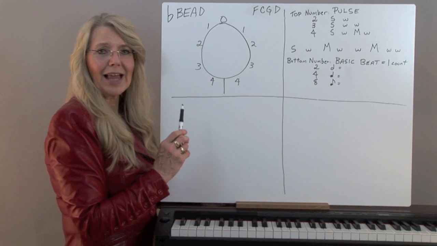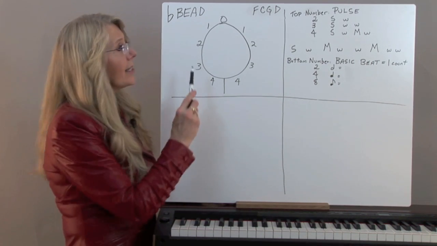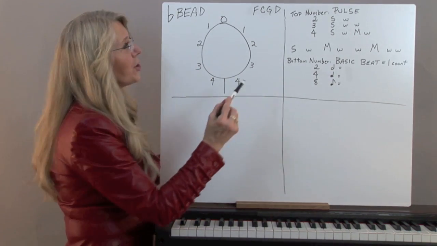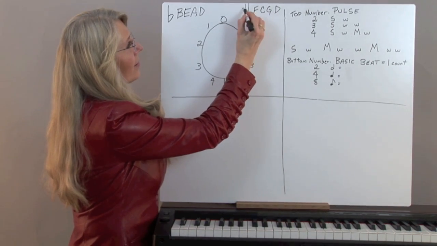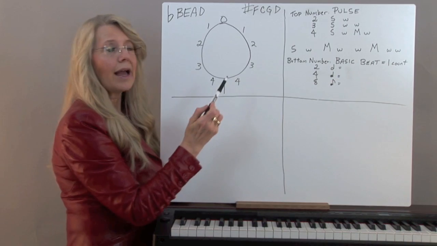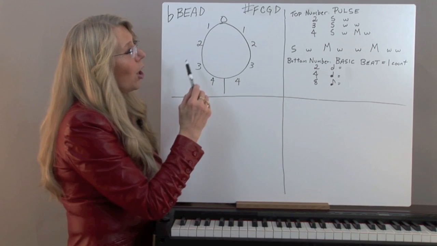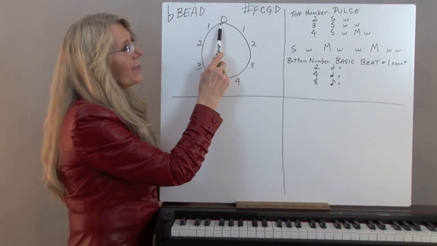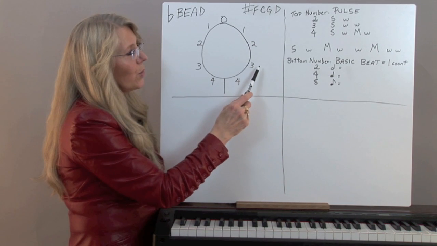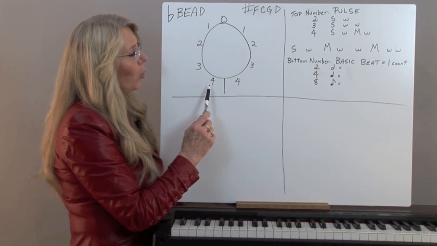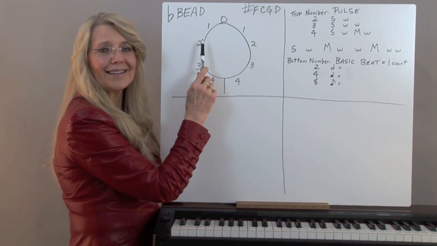Begin with drawing the flat sign and the order of flats, B flat, E flat, A flat, and D flat. And then draw the sharp sign and the order of sharps, F sharp, C sharp, G sharp, and D. Then draw the circle and at the top 0 and numbers 1, 2, 3, 4 around the outside of the circle and continue with 4, 3, 2, 1.